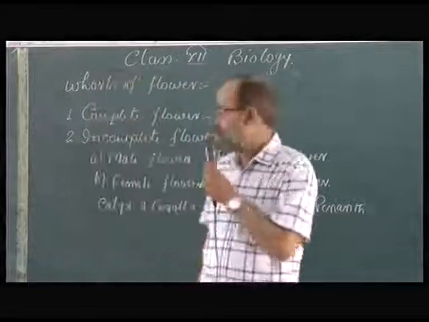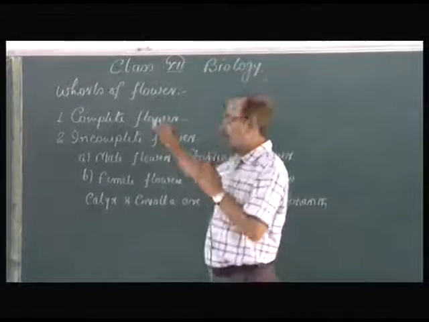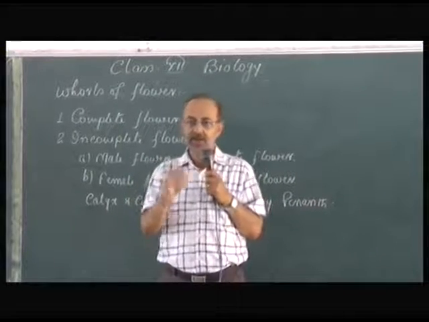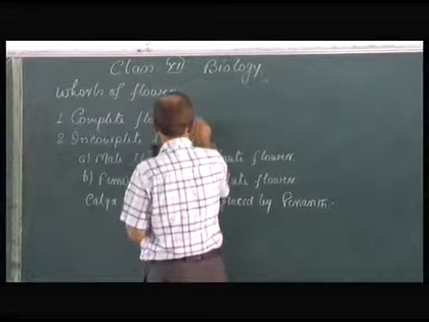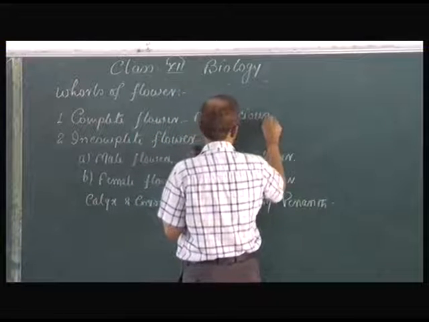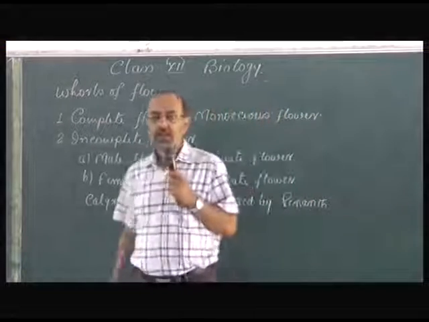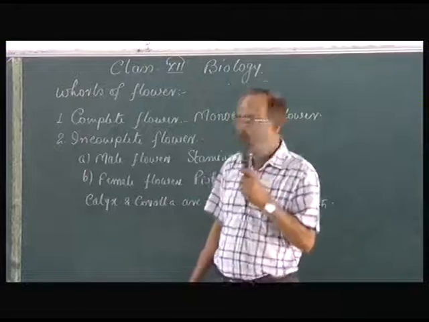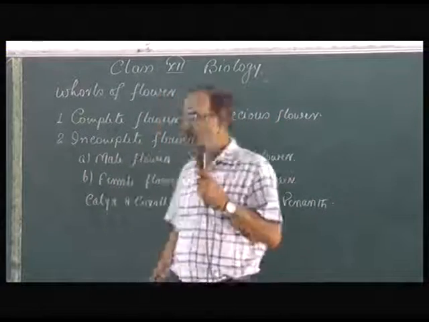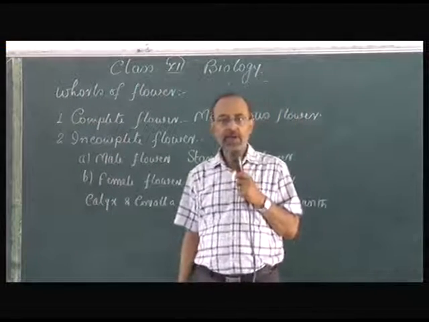And another term can be applied for this complete flower or incomplete flower. If the flower is complete, then both the male and female reproductive parts are present in the same flower. Such flowers are also called monoecious flowers. Mono means single, cium means house. So if both the male and female reproductive parts are present in the same flower, the flower is called monoecious flower. So definitely a complete flower will be monoecious flower.